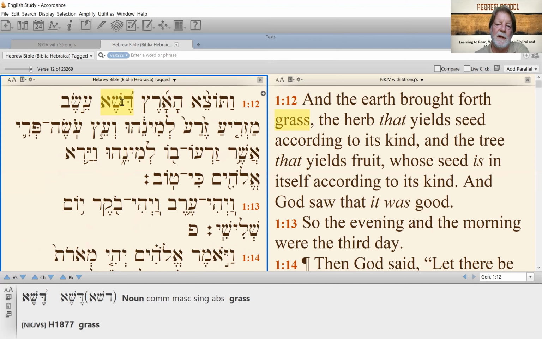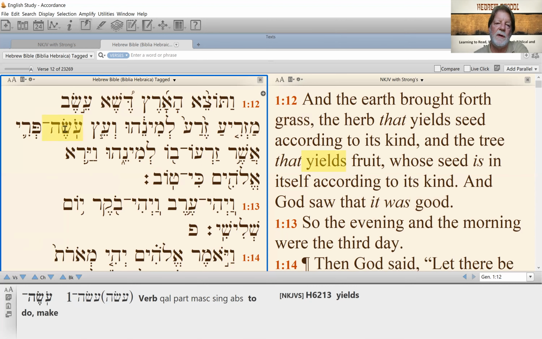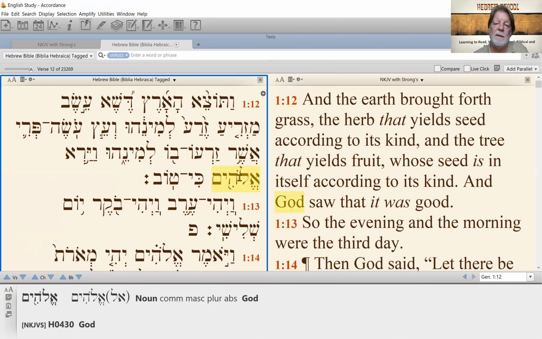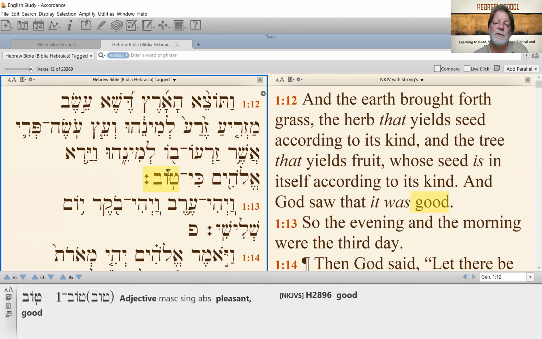Deshe, grass. The earth produced grass. Asev, plants. Deshe, we've already said, means to sprout forth. Asev is grass. Mazri'ah, the producing seed. Zera, a seed. Liminehu, according to its kind. Va'etz, and a tree. Asev, making. Peri, asher zra'o, which its seed is in it. Liminehu, according to its kind. Vayar Elohim, and God saw ki tov, that it was good.